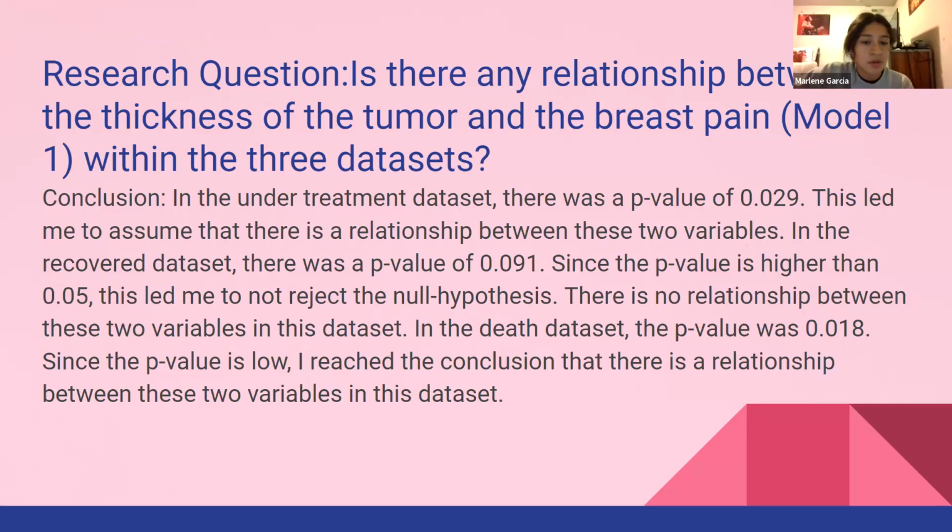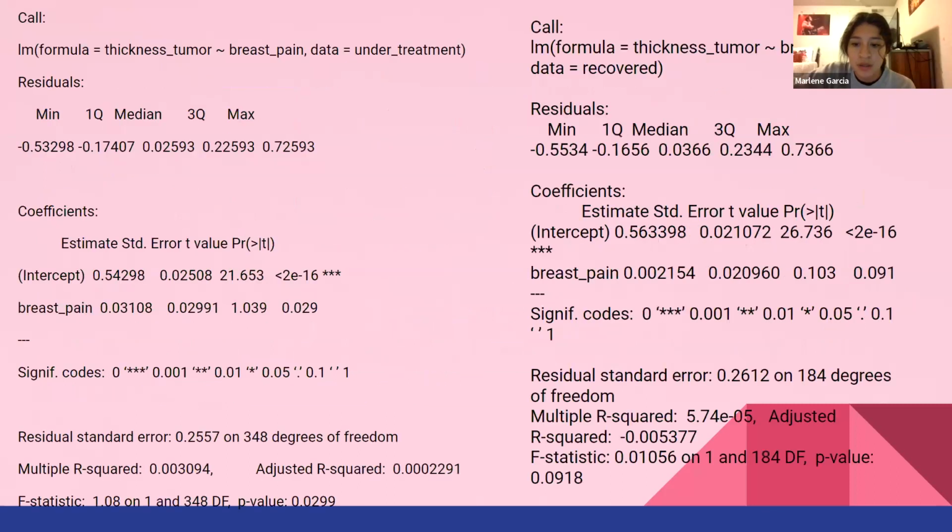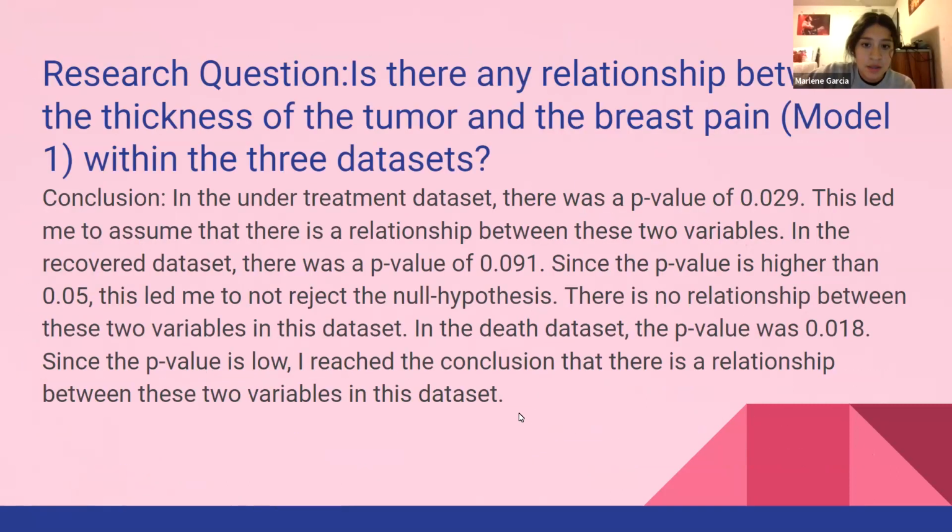Now, in the recovered dataset, I realized that the p-value is 0.91. Since the p-value is higher than 0.05, it led me to not reject the null hypothesis. So this just is telling me that there is no relationship between these 2 variables in this dataset. Now, in the death dataset, the p-value was 0.018. And since the p-value is pretty low, it led me to reach the conclusion that there is a strong relationship between these 2 variables in the dataset.